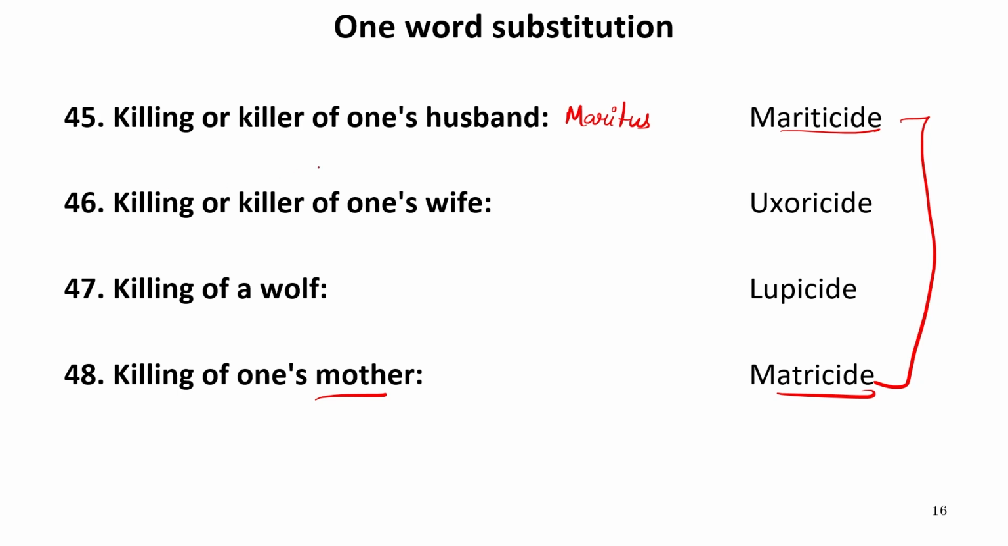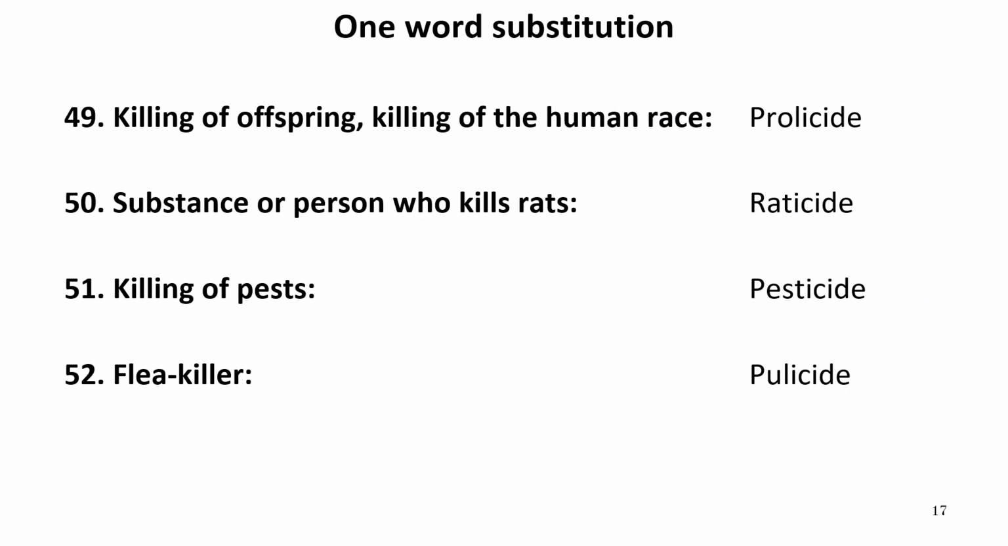Then killing of one's wife is known as uxoricide. Again, uxor is a term used for wife in some other language. So killing of one's wife is known as uxoricide. Killing of a wolf or wolves is known as leupicide, because for wolf we use the term leupi. Now let us move to the next one. Killing of offspring, killing of the human race, this is known as prolicide. We have already learnt a similar term earlier in the same session, in which I told you that killing of one's baby is known as filicide, and killing of an offspring is known as prolicide.